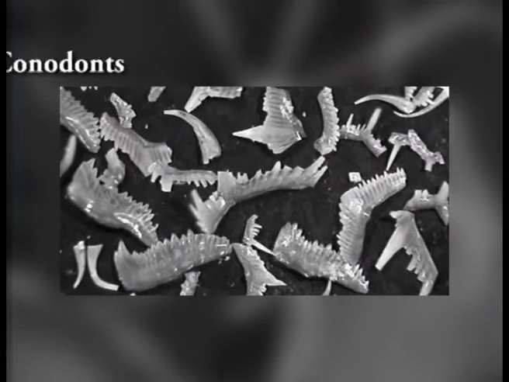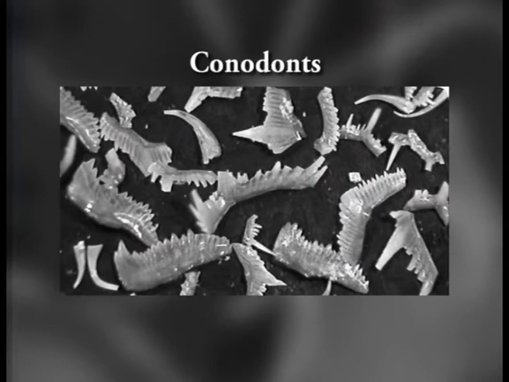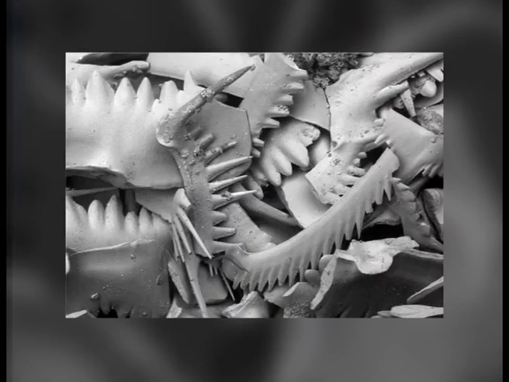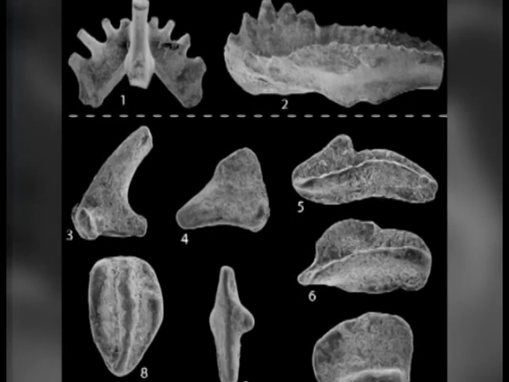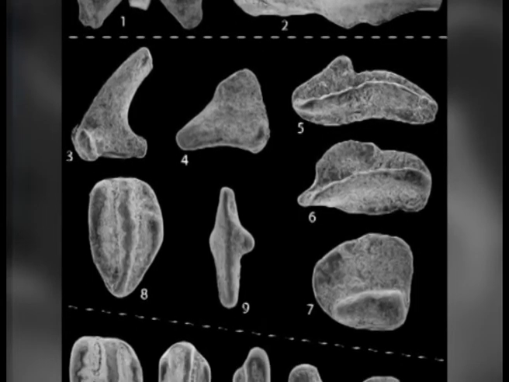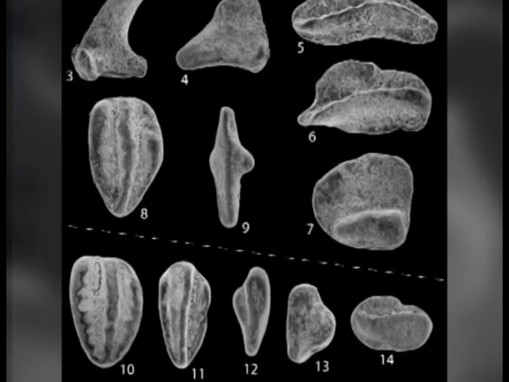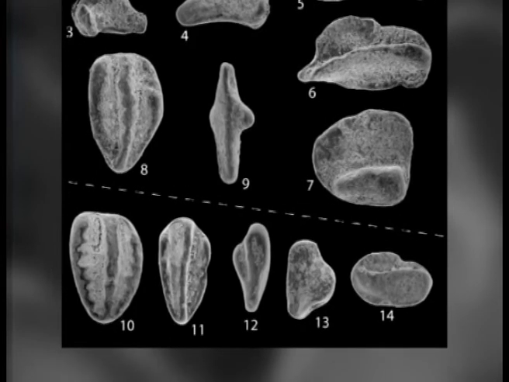Conodonts are extinct tooth-like microfossils composed of calcium phosphate whose biological affinities, while poorly understood, lie with chordates. Conodonts are widely distributed in marine rocks of Cambrian through Triassic age. They are excellent indicators of time and thermal maturity, especially in carbonates.